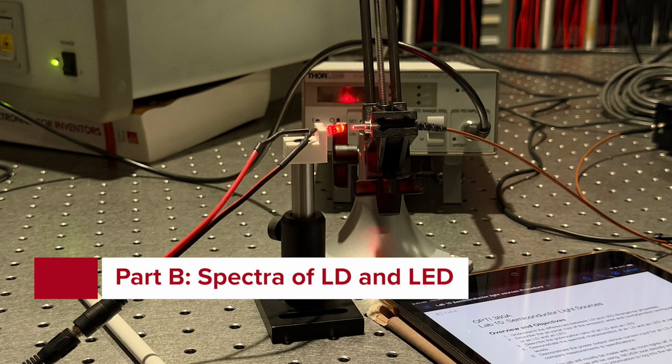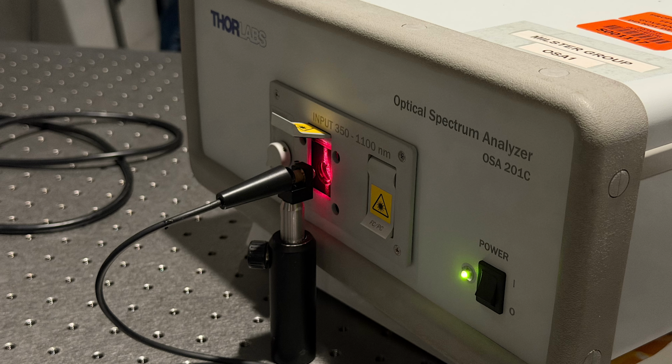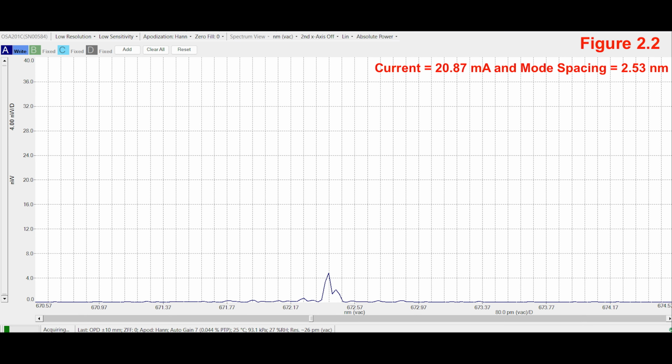In Part B, we used an optical spectrum analyzer and logger probe to record spectra for the LD and LED. As we increased the LD current, its output evolved from noisy subthreshold emission to a clear peak at 20.87 milliamps, marking the lasing threshold. The mode spacing appeared with a distance of 2.53 nanometers.